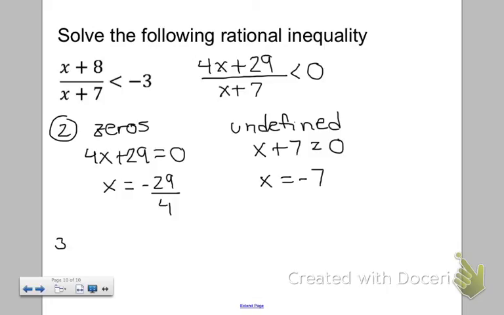So this time when I go to make my number line, I've only got 2 numbers on here. I have negative 29 fourths and negative 7. Okay. Negative 29 fourths is less than negative 7, so that's why it's to the left. Okay. Now remember that my negative 29 fourths is on there because it's a 0. My negative 7 is on there because it does not exist. Okay. Let's go ahead and graph this one again.